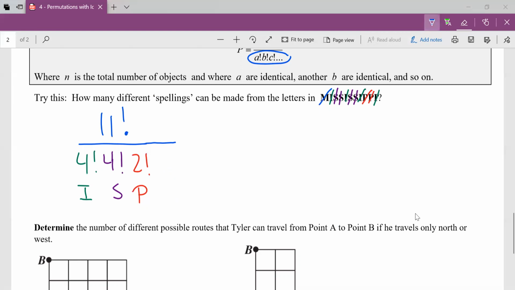And whatever that number is in your calculator, let's go ahead and find out. So I'm going to put this in my calculator. I'm going to pull it up for us here.